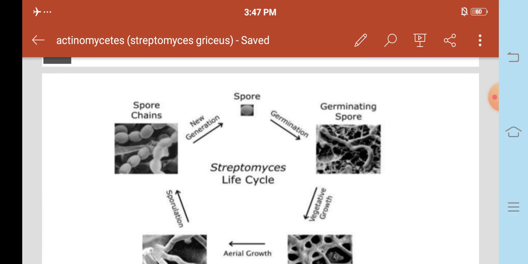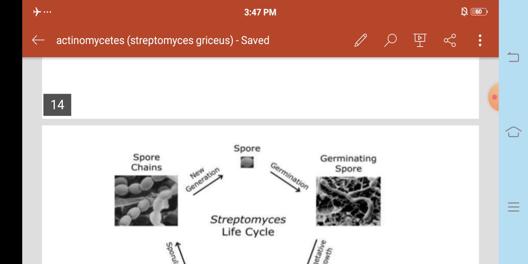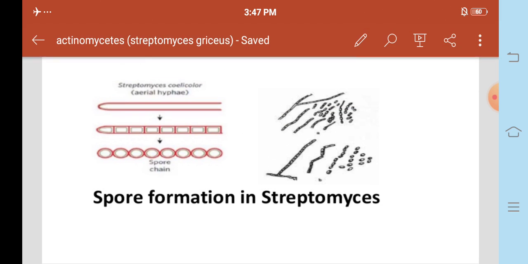These are spore forming bacteria. This species belongs to Actinomycetes.